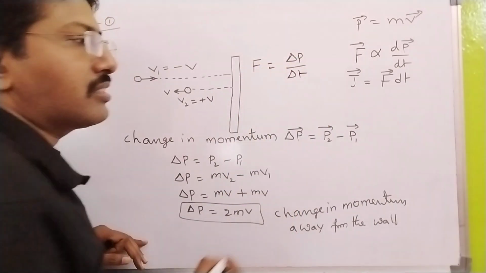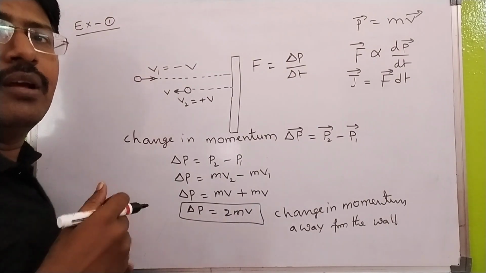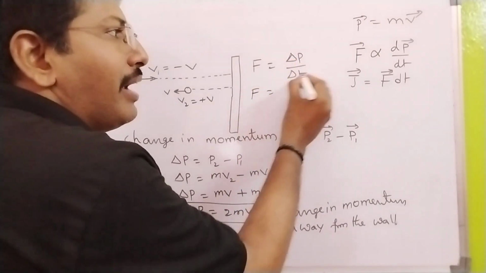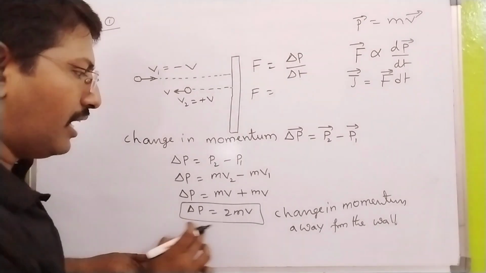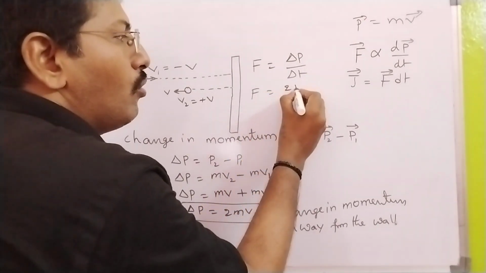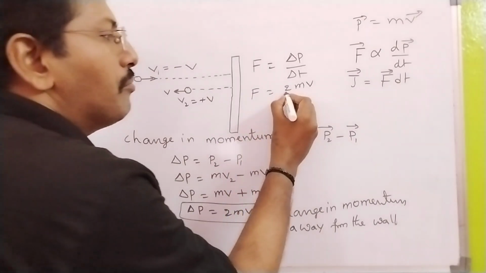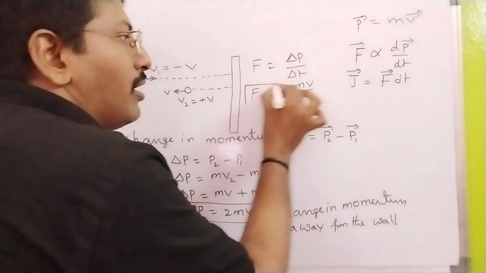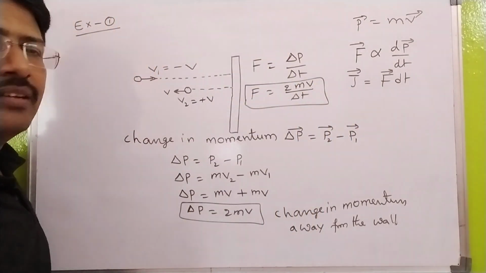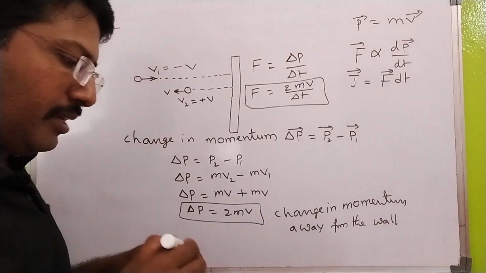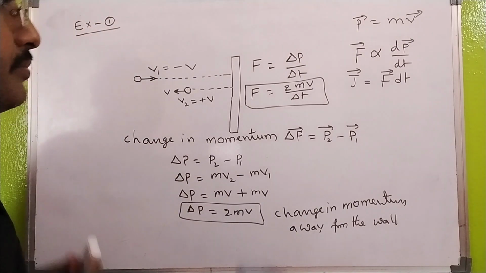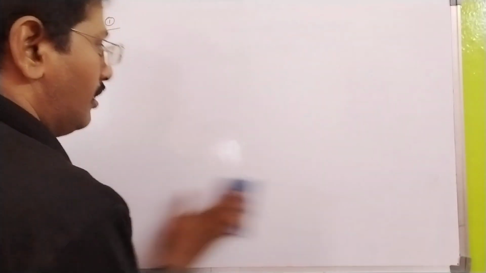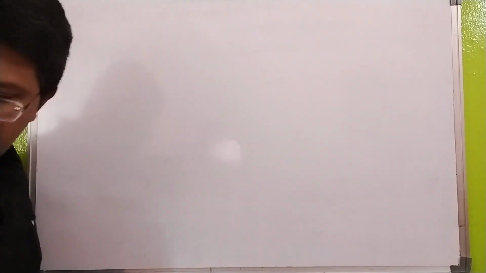If anybody asks how much force is exerted by the ball on the wall, then F is equal to dP by dt. What is the change here? Simply I can write 2mv by dt. Okay, so this is the basic formula. Is it right? So I will explain one more concept. See here.